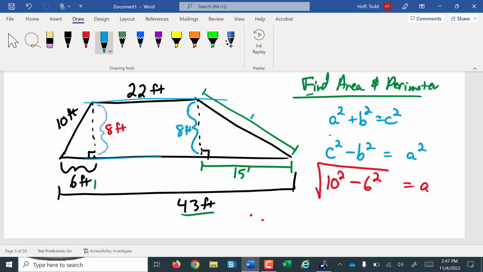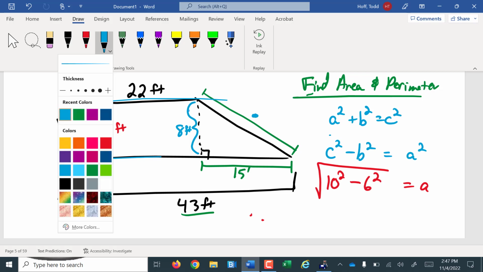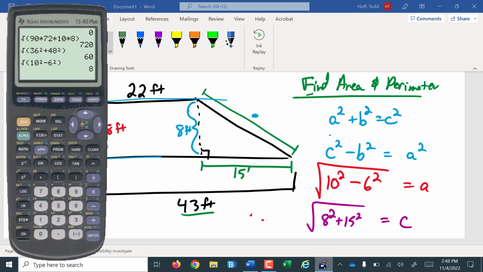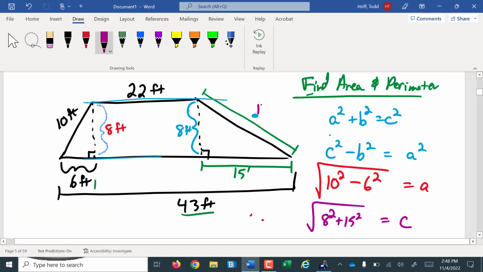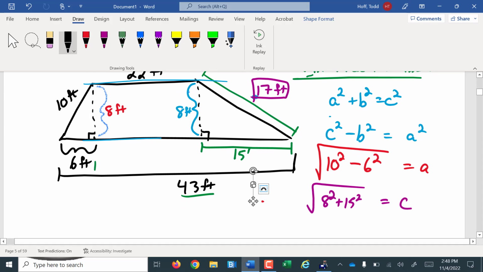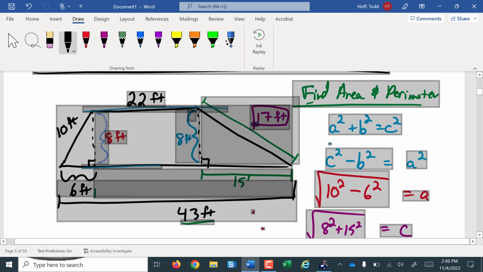Now that we have that, we can find this distance here by 8 squared plus 15 squared, and square root that to get c, which gives us 17 feet. How did I know that? I didn't use the calculator. You're supposed to not tell them that and mystify them.